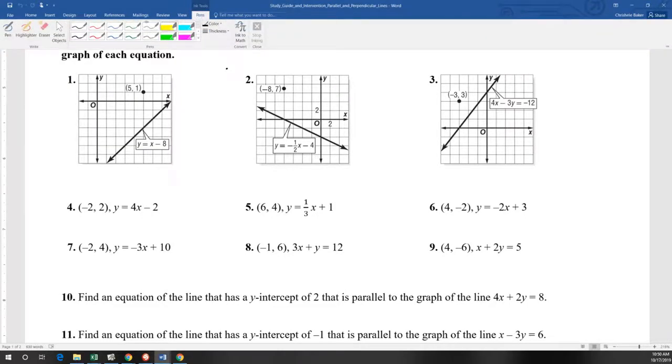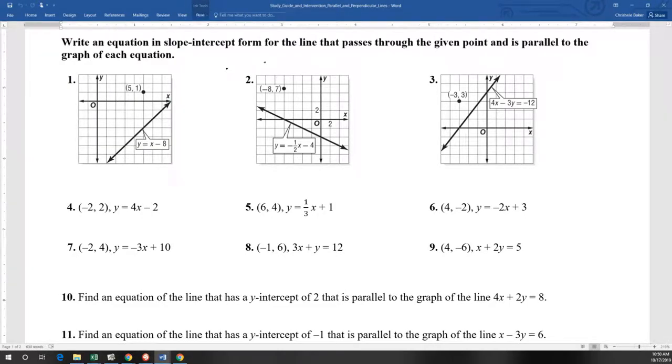This lesson is about parallel and perpendicular lines, and we're going to start off talking about parallel lines. So this first section, the directions say write an equation in slope-intercept form. Slope-intercept form is y equals mx plus b for the line that passes through the given point and is parallel to the graph of each equation.